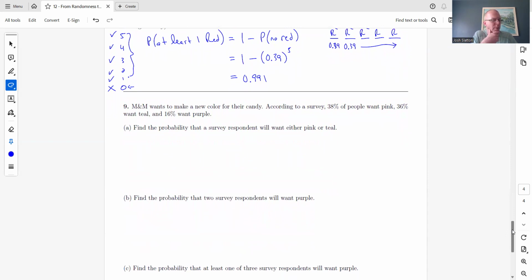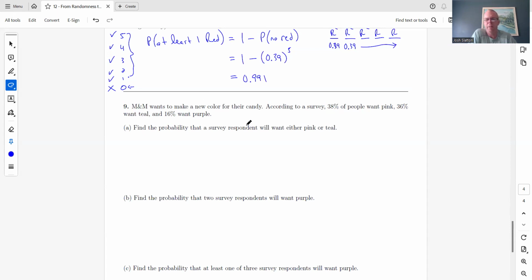All right, so number 9, I took all the numbers off and I forgot the number to just write example on this one. But number 9, M&M wants to make a new color for their candy. According to a survey, 38% of people want pink, 36% want teal, 16% want purple.